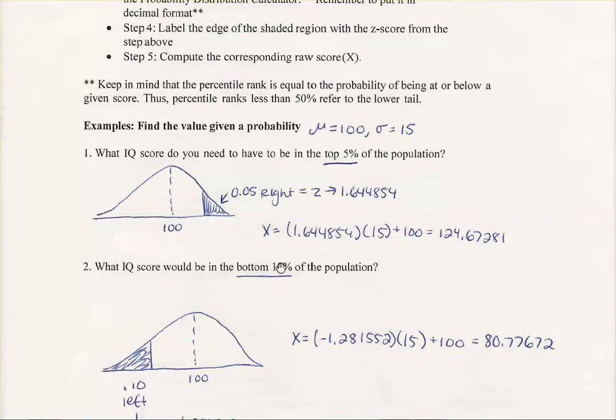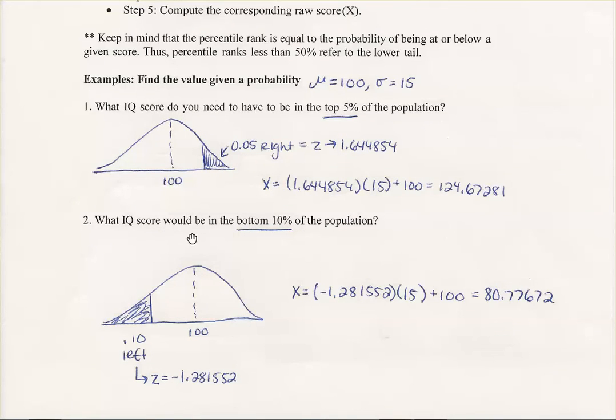So this way we're working backwards. To find our value, we take that z-score times 15, our standard deviation, and add it to our mean to get 124. So to be in the top 5% of the population, you need an IQ score of 124.67281.